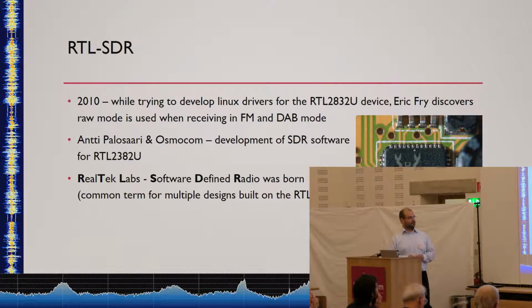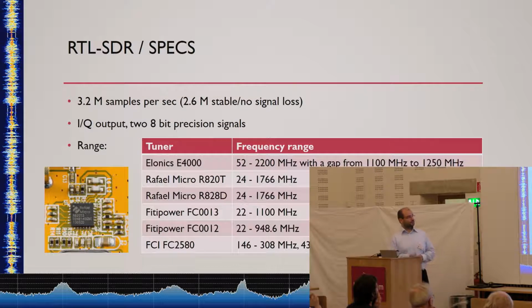and I call it RTL-SDR generically because it's a term for many designs based on the same chip. They differ in the tuner because they can have many different tuners, and the tuner defines the frequency range that they can achieve. My device in particular has the R820T chip that I like particularly because it has a very wide range and no hole in the whole range.